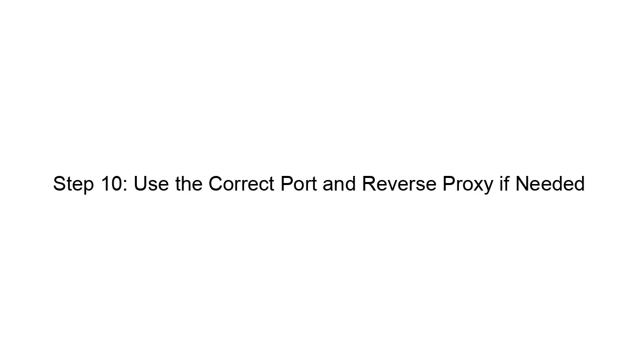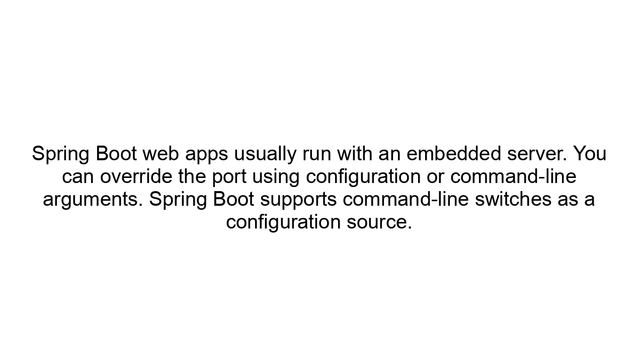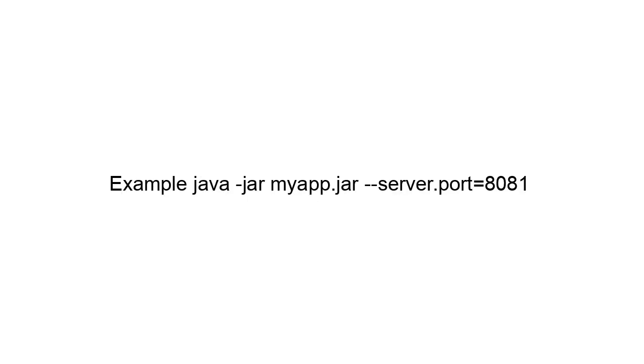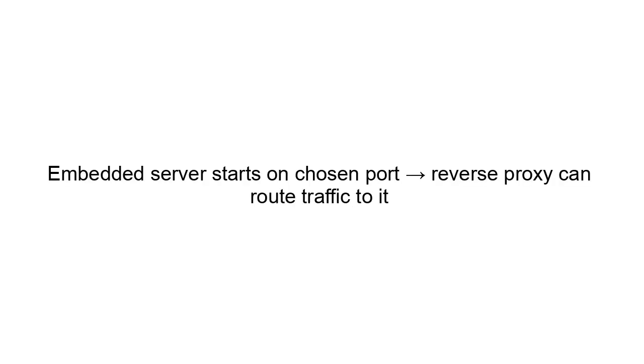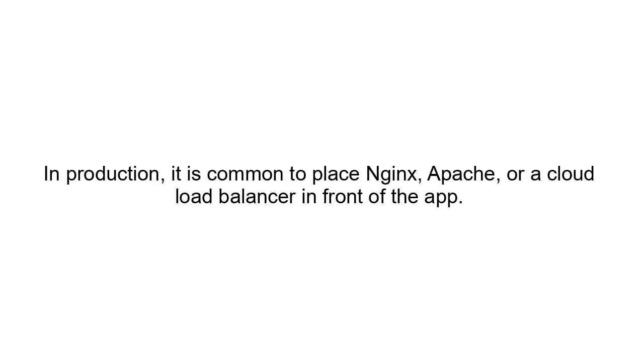Step 10. Use the correct port and reverse proxy if needed. Spring Boot web apps usually run with an embedded server. You can override the port using configuration or command line arguments. Spring Boot supports command line switches as a configuration source. Example: java -jar myapp.jar --server.port=8081. Example concept: the embedded server starts on the chosen port, which means a reverse proxy can route traffic to it. In production, it is common to place Nginx, Apache, or a cloud load balancer in front of the app.